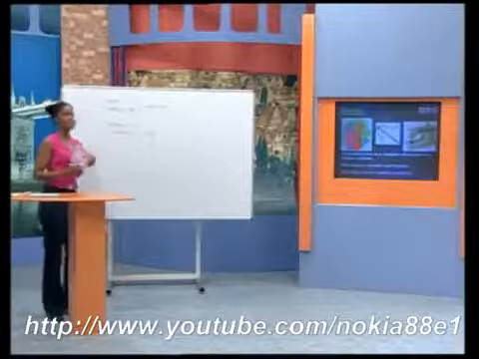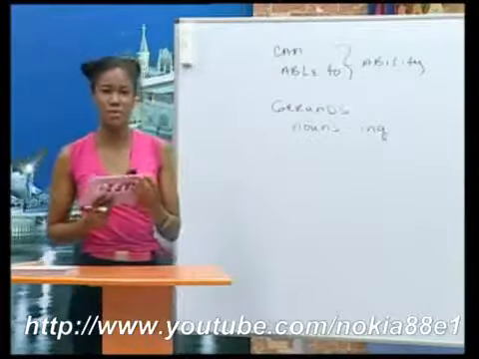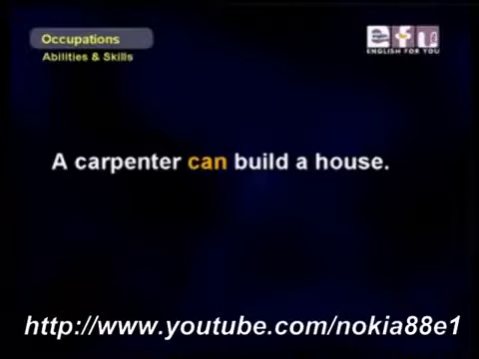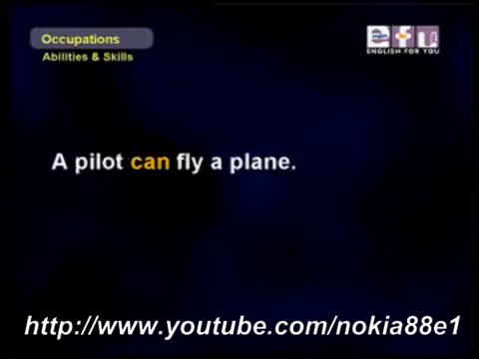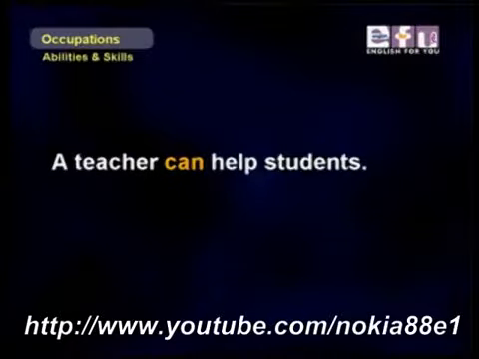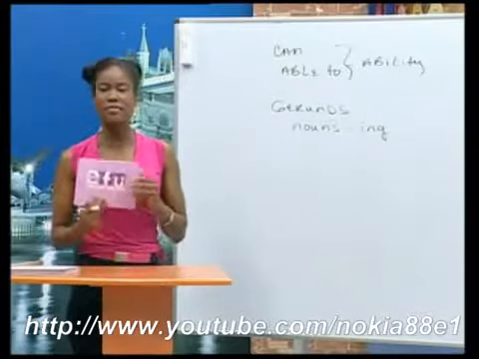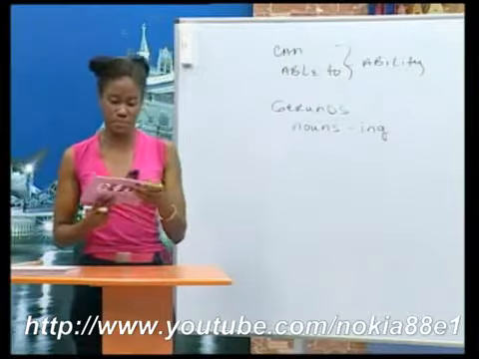Now let's begin with can for ability. Take a look at some more examples. A carpenter can build a house. A pilot can fly a plane. A farmer can take care of cows and sheep. A teacher can help students. So can expresses ability in the present and the future.